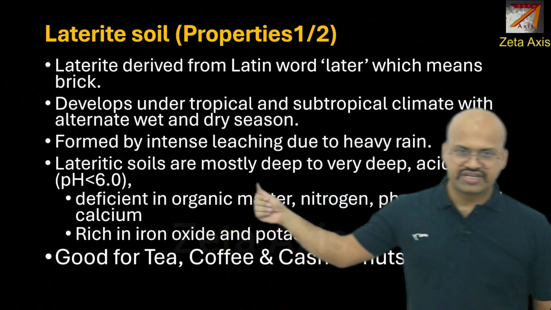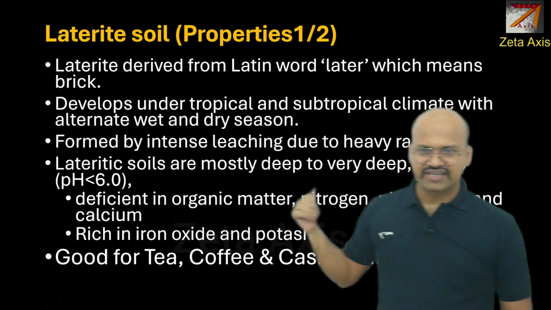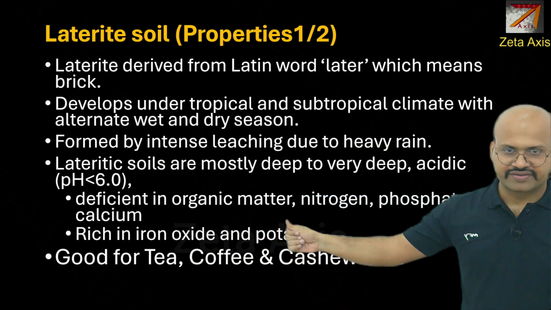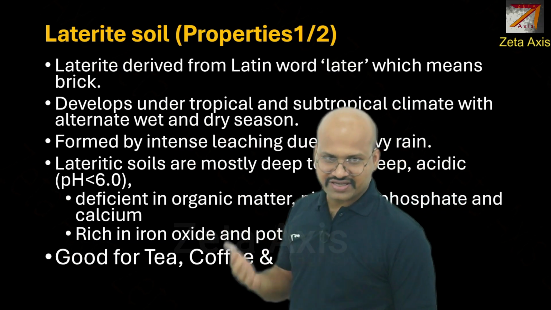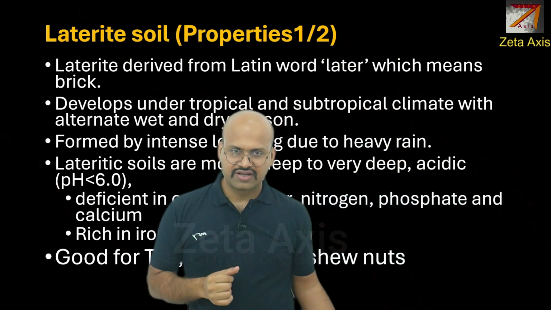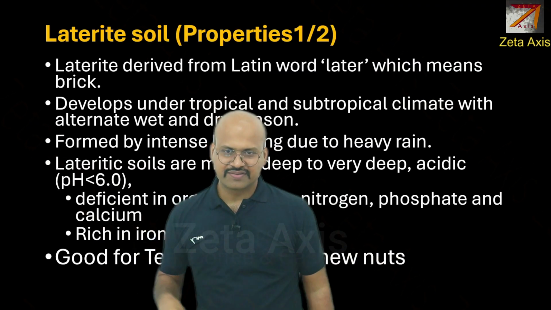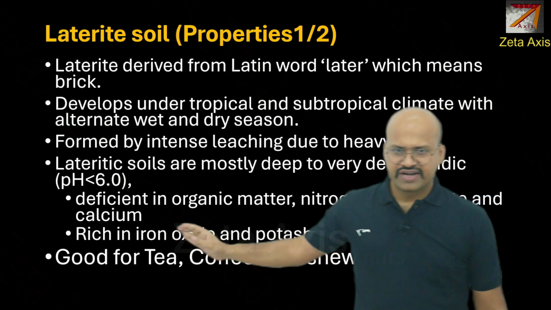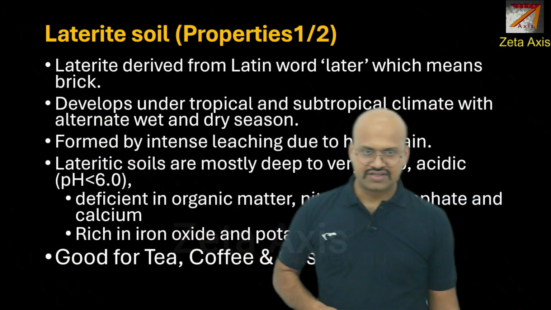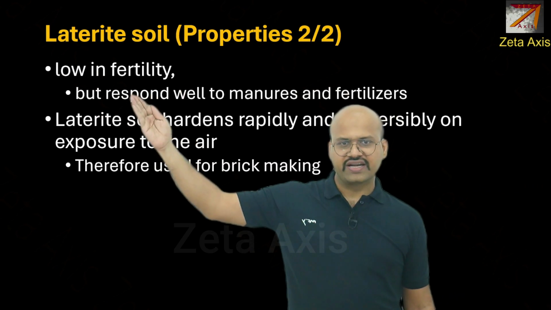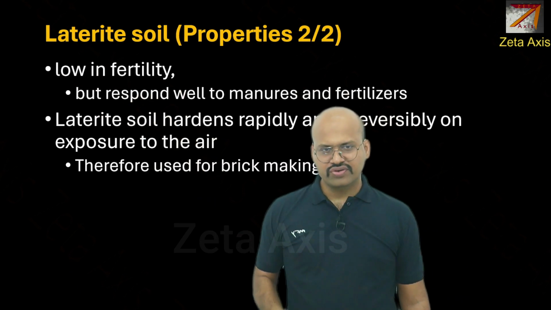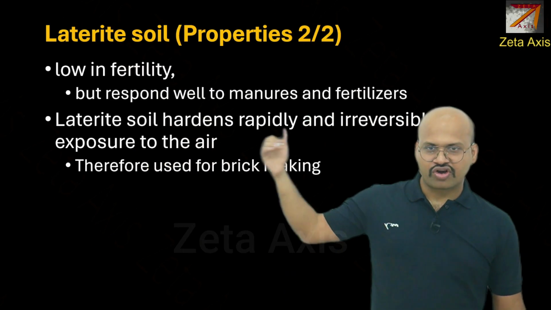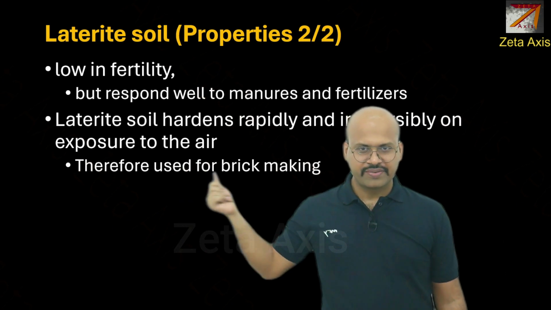Laterite soils are mostly deep to very deep and acidic. So they are acidic in nature. Their pH is generally less than 6. It is deficient in organic matter. Organic matter is basically the litter of the trees, the humus which is formed on the topsoil. Then it is also deficient in nitrogen, phosphate and calcium because all of them dissolve in water. It is rich in iron oxide and potash. It is good for tea, coffee and cashew nuts. We have already seen this in the previous slide. It is low in fertility, obviously because there is less amount of nutrients. All the nutrients are removed. Laterite soil hardens rapidly and irreversibly on exposure to air, and therefore it is used in brick making.